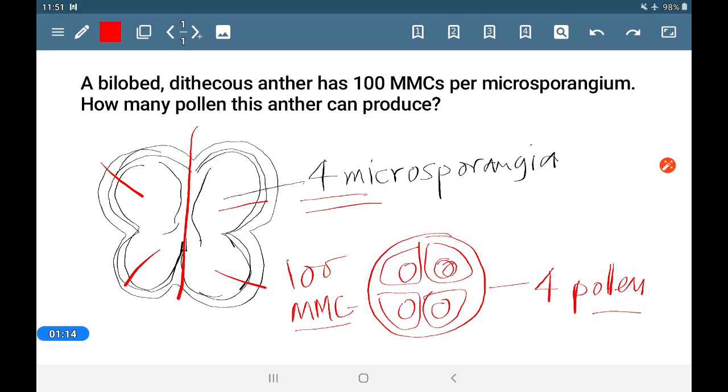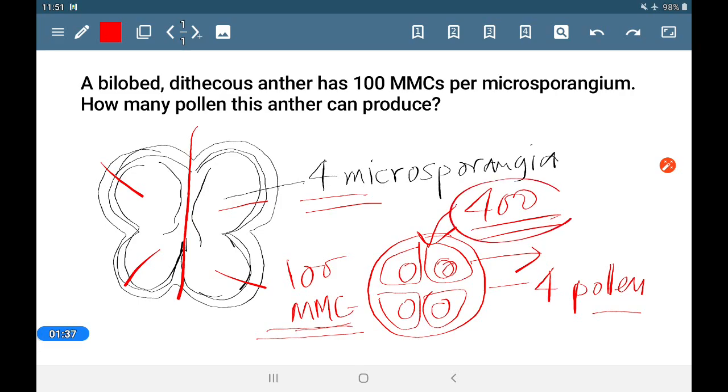You can see that there are 4 microsporangia, and if 100 MMCs, microspore mother cells, are there in each, there will be 400 total microspore mother cells. Now the microspore mother cell will produce 4 pollen grains, because here the microspore tetrad forms, and from that the pollens are produced. So 400 MMCs, each producing 4, means 1600 pollen will be produced.